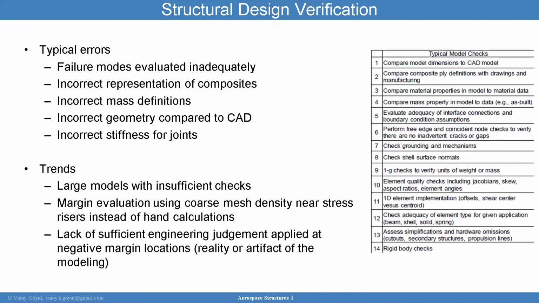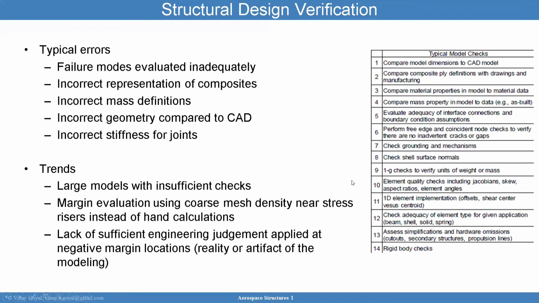You want to do checks on the elements to make sure that the finite elements that you're using are really good, so it is important to make sure that the element quality checks are done. The 1D implementation is also very important to make sure you're using the right centroid, the offsets, the shear center, that you're using the right element for the right application. If it's a beam, it looks like a beam, use a beam. If it's a shell, use a shell. But if it's a solid, don't try to model it as a beam.